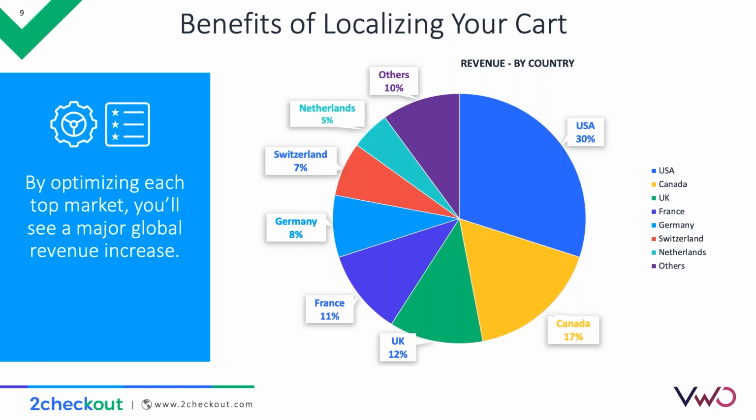And in the pie chart above, you can see a normal traffic breakdown we're usually seeing with our customers. And notice how USA has around 30% of the traffic, Canada has 17, UK has 12, and France has 11, I believe. Added up, those 4 markets sum up to 70% of the total traffic received. And this means that by increasing the conversion rate in those countries by 10%, you'll also see a global revenue increase of 7%, which is actually a really pretty number.